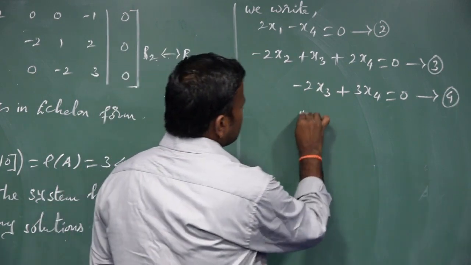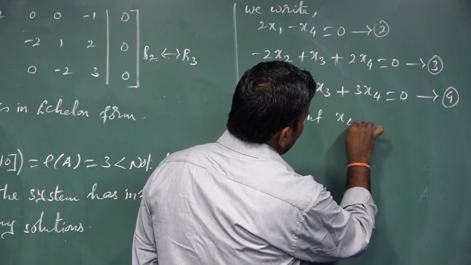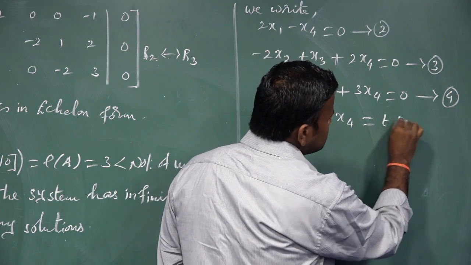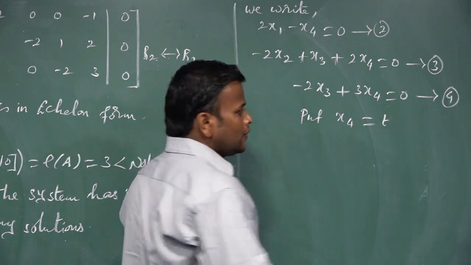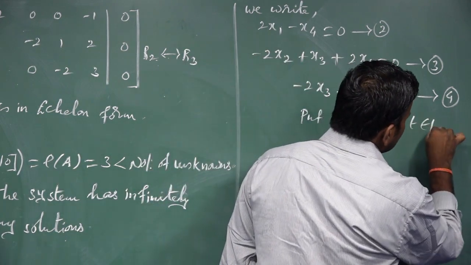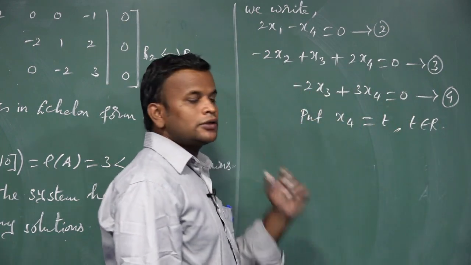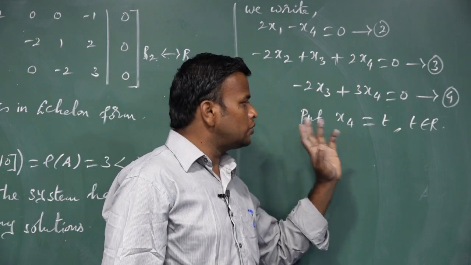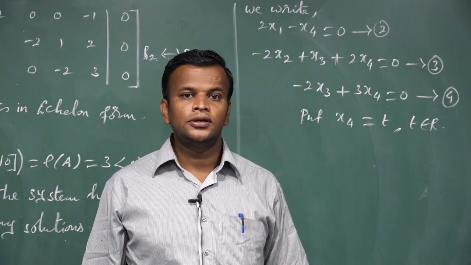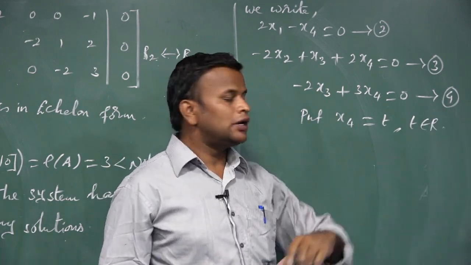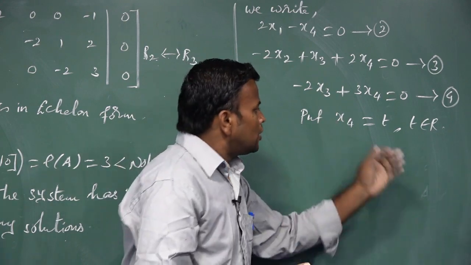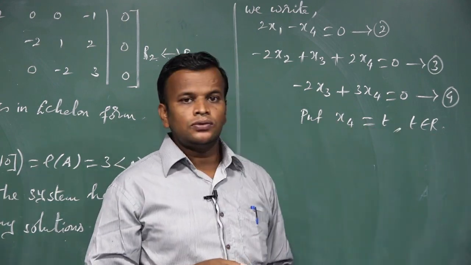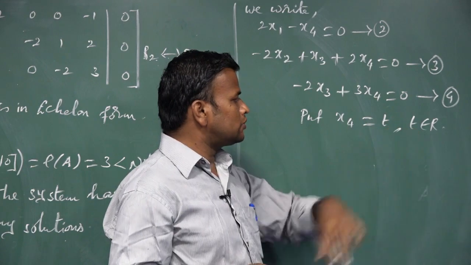So put x4 is equal to t. Generally we take it as t. But t is a real number. We need the values of x1, x2, x3, x4 all to be positive numbers. First of all, we will take it as a real number, then we filter for positive numbers. So x4 is equal to t.